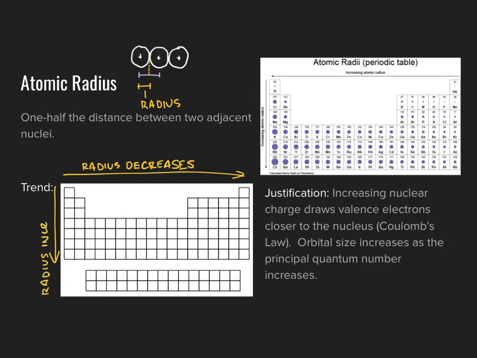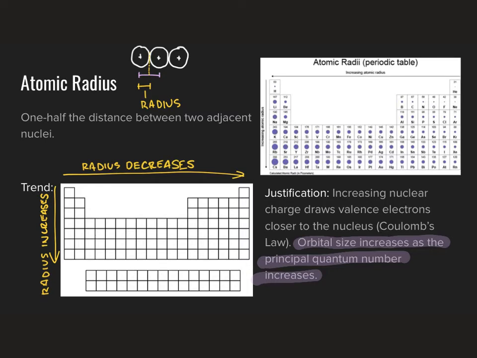Now, justifying this, the trend going from the top of the periodic table to the bottom makes logical sense to most people, because as we add more and more electron shells, the distance between those electrons and the nucleus gets larger. We know that as we increase the number of electron shells, electrons exist at higher potential energy levels, which should, on average, be further from the nucleus. So the big idea there is that the orbital size increases as the principal quantum number increases, which leads to larger atoms towards the bottom of the periodic table. And that one makes sense for most people.